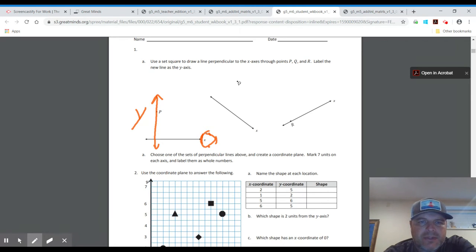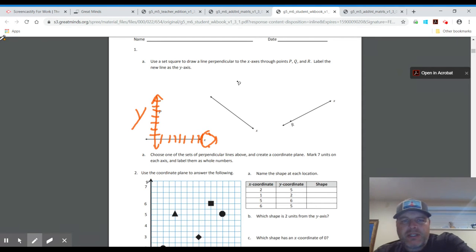They're getting us ready for this coordinate plane down below. Mark seven units on each axis. So marking 7 units, 1, 2, 3, 4, 5, 6, and I need 7. I'll put it in there. Okay. Up here, 1, 2, 3, 4, 5, 6, and 7. You could number those if you want. You don't need to. Mark 7 units and label each as a whole number.